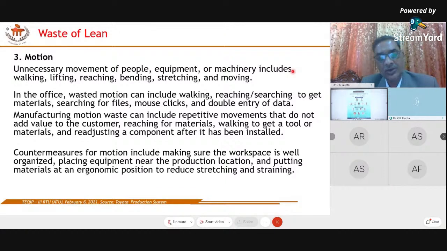Some countermeasures for this waiting time include designing the process to ensure continuous flow or single piece flow, and leveling out the workload by using standardized work instructions. Also developing flexible multi-skilled workers who can quickly adjust in the work. By these countermeasures, we can reduce the waiting time and improve.